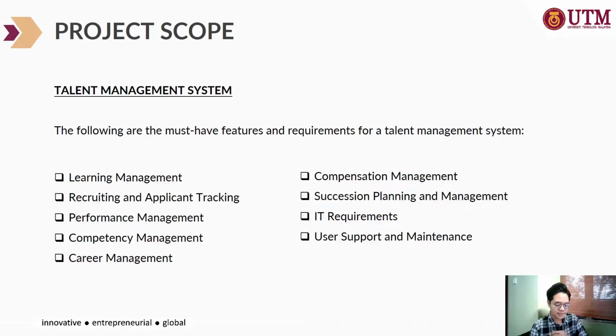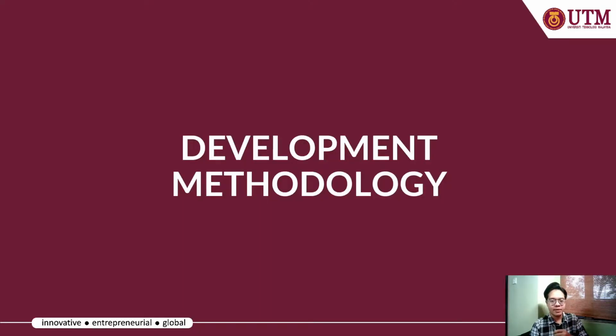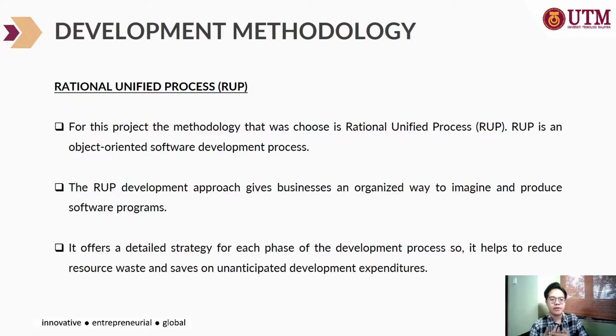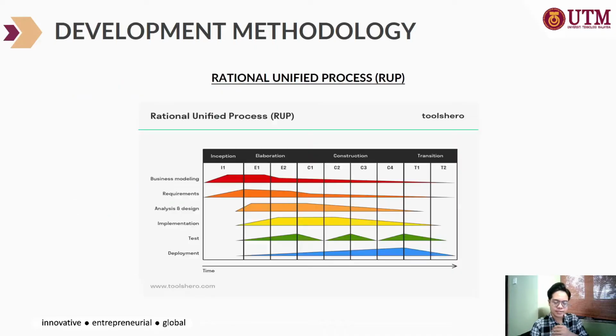So for the development methodology used, RUP or Rational Unified Process has been chosen for this project because RUP is an object-oriented software development process. The RUP development approach gives business an organized way to imagine and produce software programs. It offers a detailed strategy for each phase of the development process, so it helps to reduce resource waste and save on unanticipated development expenditure.